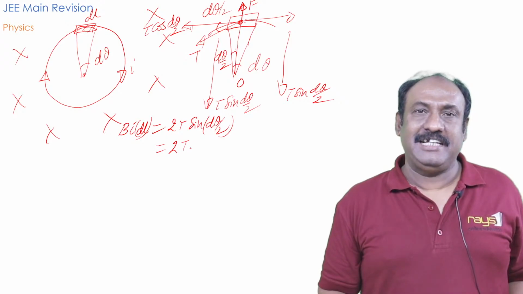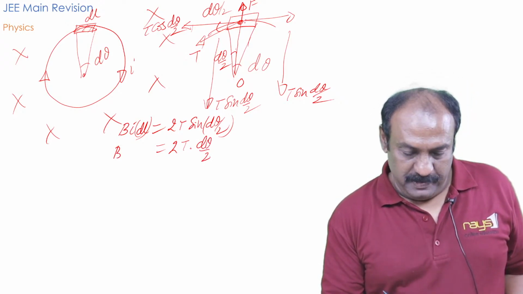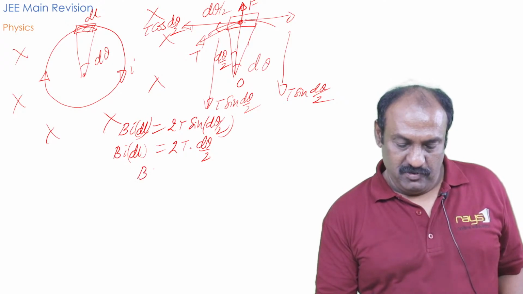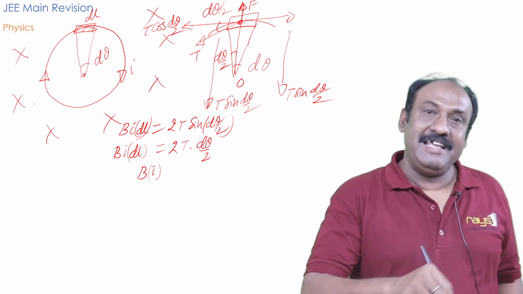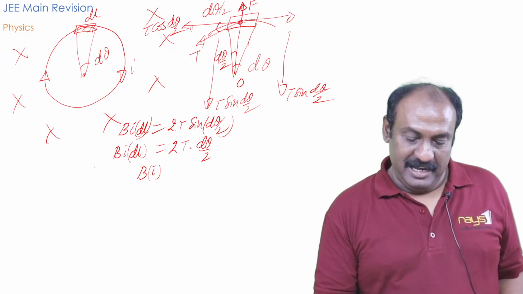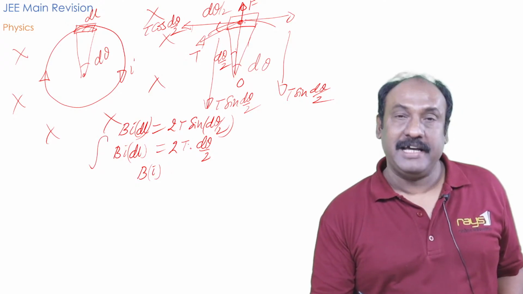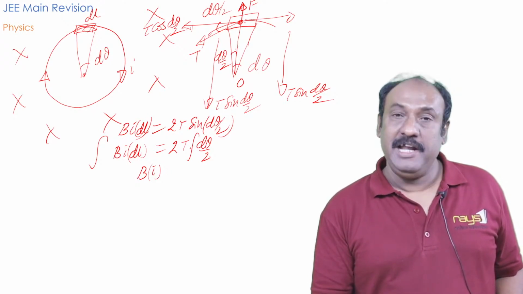So sin d theta by 2 is written as d theta by 2, equal to B into I into dl. So the 2 gets cancelled, B into I into dl. What is the length of this elementary strip? The length of this ring is given as L. So, by integrating on both sides, we get the integral of B I dl equal to the integral of 2T into d theta by 2, that equals B into the integral of dl.